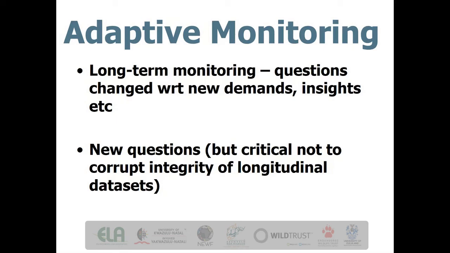We had a number of changes in the questions that managers wanted to answer. We had new demands from the reserve managers about understanding what was happening in the system with recurrent fire. And we had new insights that were telling us that we needed to maintain the integrity of the data sets, but we had to change the protocols that we were using to collect those data sets.